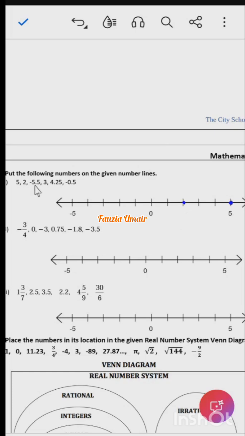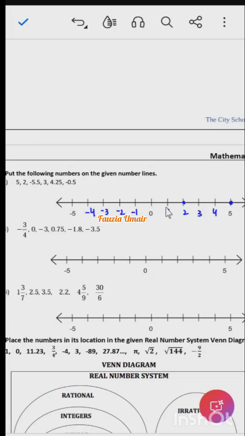ठीक है? So then is minus 5.5. अब देखिए number line is still minus 5. So where will minus 5.5 go? Like this is minus 4. So where will minus 5.5 go? Will it be on the right side or on the left side? Between 1 and 0? Like here? This is 0 now. This is minus 1, minus 2, minus 3. And this is 1, 2, 3, 4. Right? So where will this minus 5.5 be?